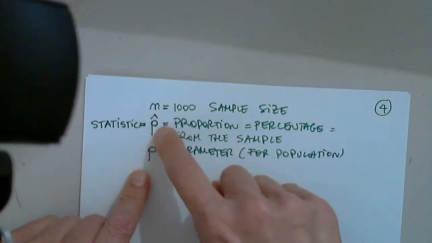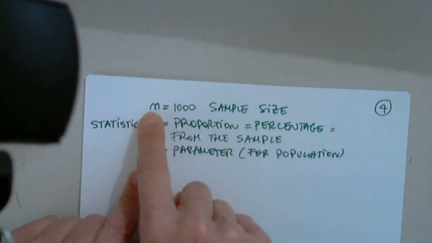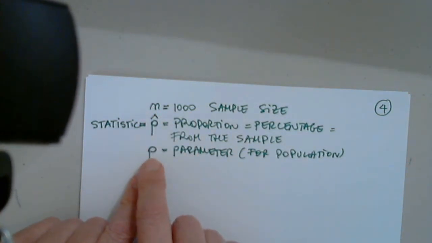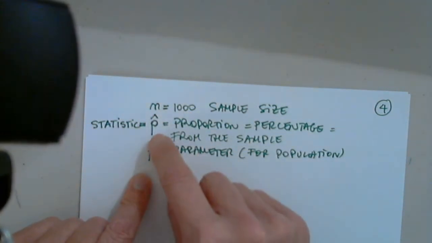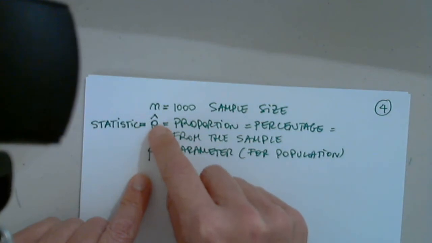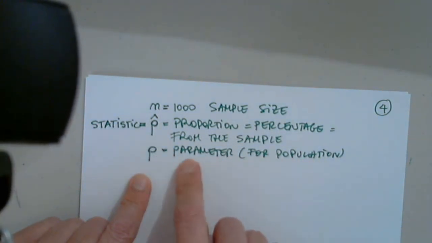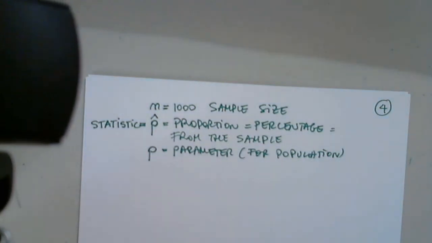So the statistic is p hat. It's determined using a sample of 1,000. But our target is to say this is very close to that, so we can make an inference about the population percentage. Okay? So thank you for choosing this. I'm going to share my screen now.